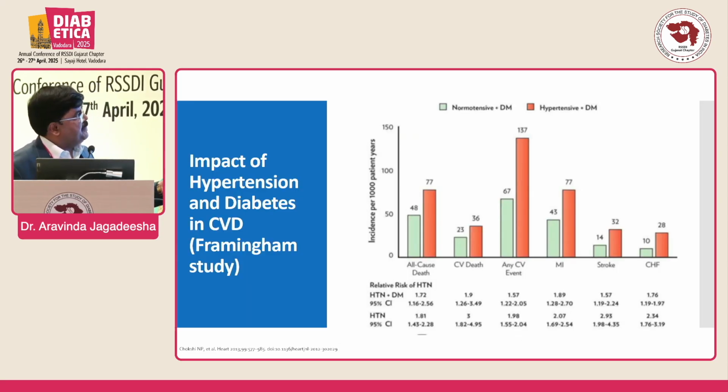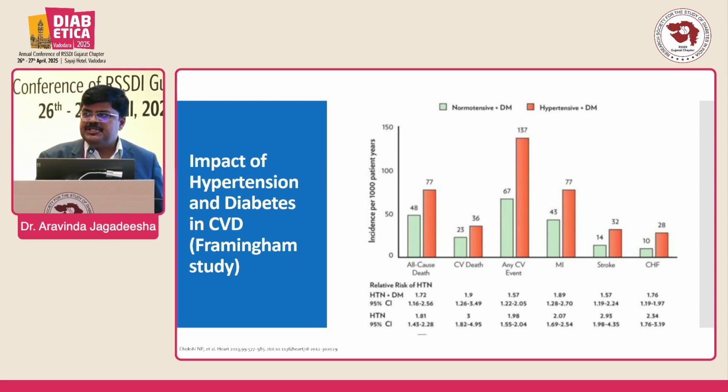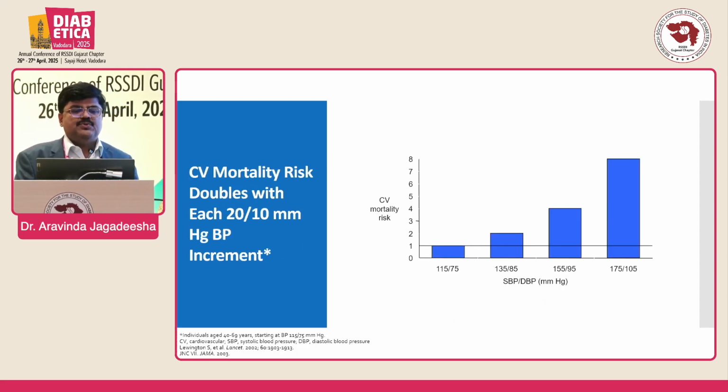The impact of hypertension and diabetes on CVD: you can see the red one is hypertension with diabetes. When compared to normotensive patients with diabetes, all the parameters are high, like all-cause death, CV death, any CV event, MI, stroke and CHF. All things are increased, so addressing both issues is very important.